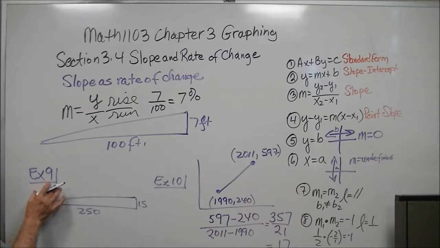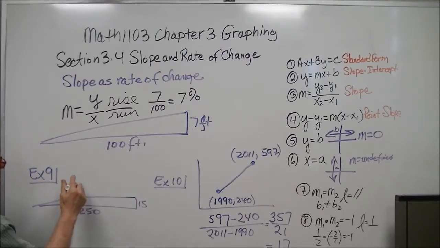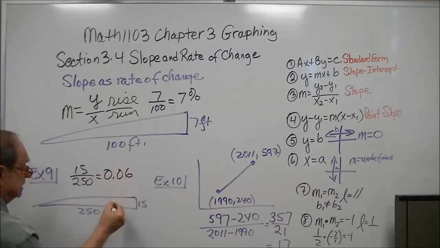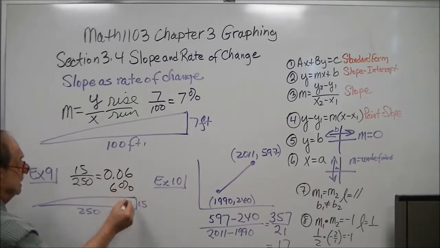And for example 9, here it's 15 feet, 250, so 15 divided by 250. Put that in your calculator, you get 0.06, so that would be 6%.